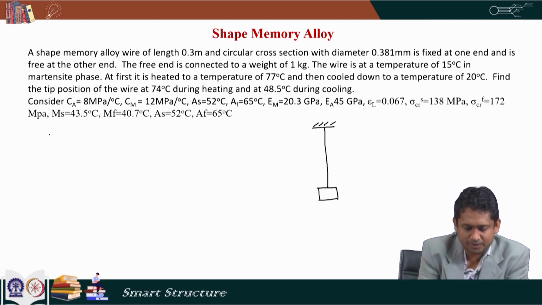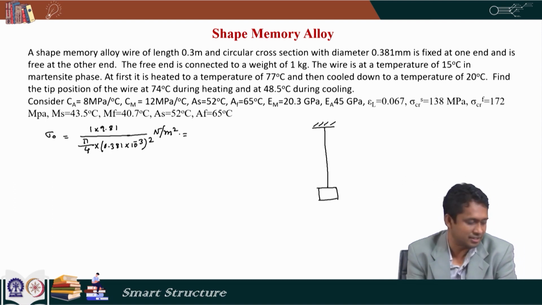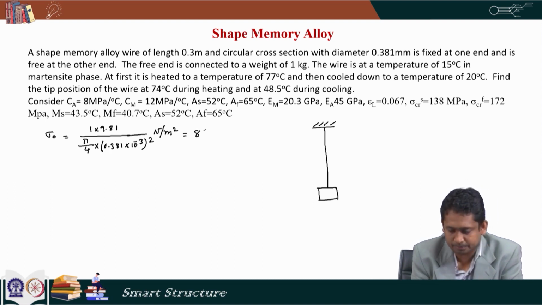So, the stress here we can call it sigma 0, initial stress, and that is the load. The load is 1 kg multiplied by 9.81. So, that becomes Newton divided by the area, and the area is pi by 4 multiplied by the diameter square, and the diameter is 0.31 into 10 to the power minus 3. So, if I square it I get the area, and it is in Newton per meter square. So, finally, the stress that comes is 86.046 megapascal.